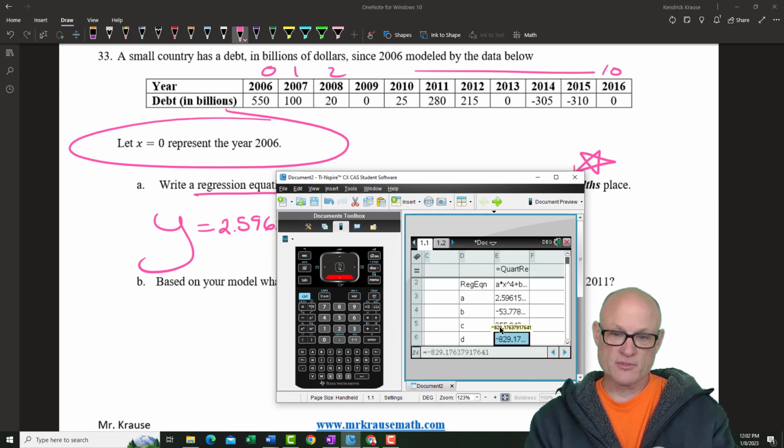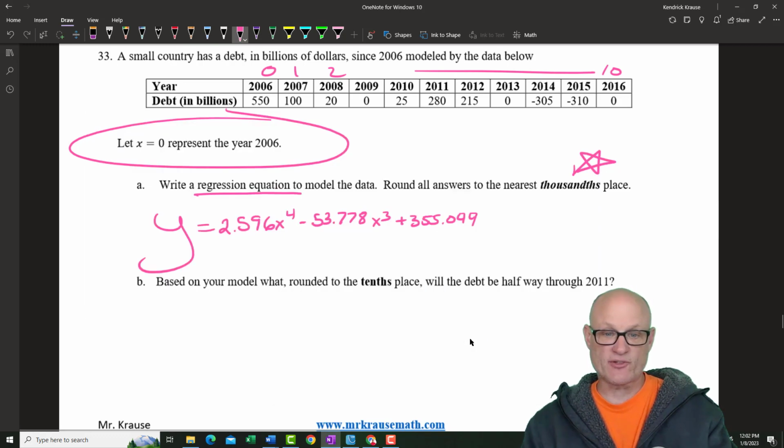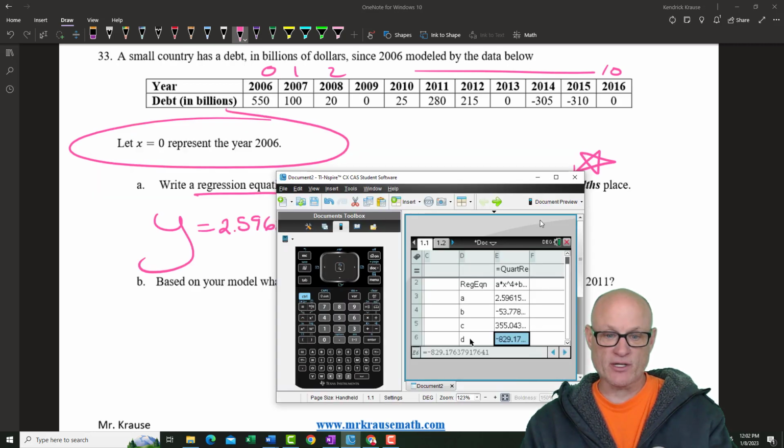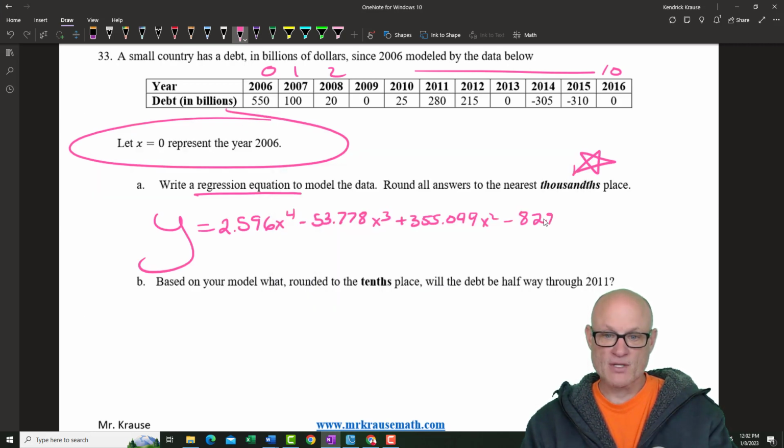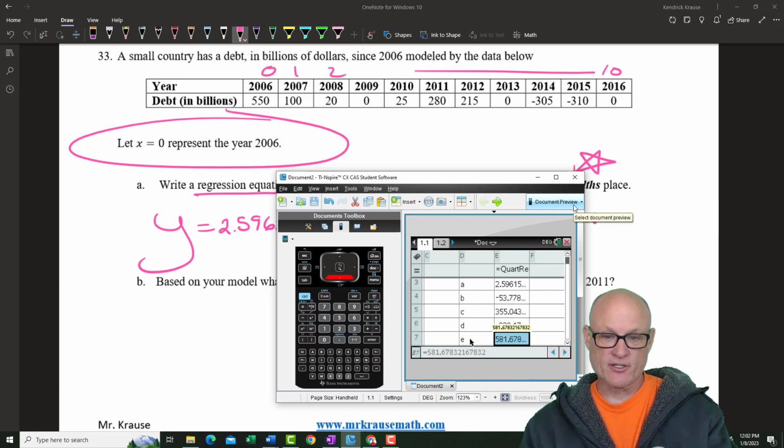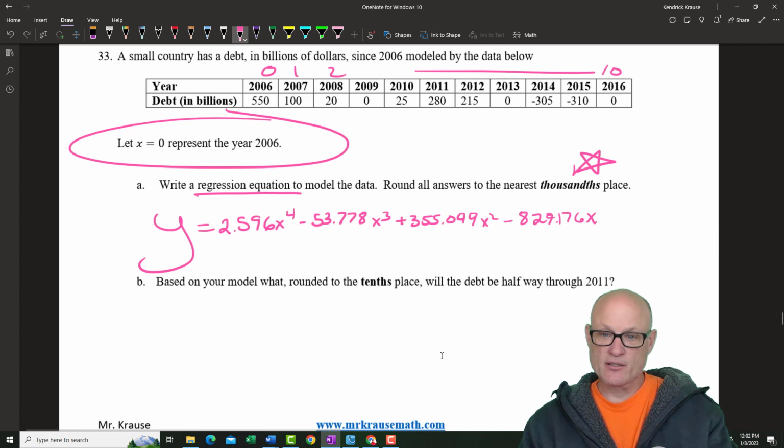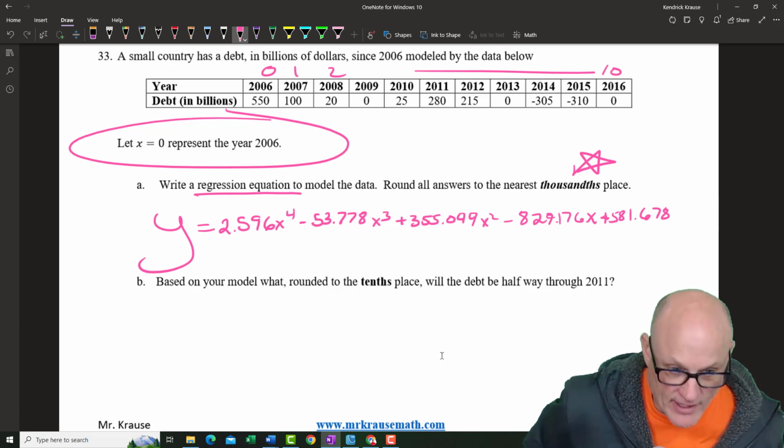Now we'll go down. Minus 800. Now I can't see all that, so I'm going to have to look down here. Minus 829.176. Should be x squared. Minus 829.176x. And finally, the last number is, I can't see it again, 581.678 plus 581.678. Woo, that's a pain in the neck.